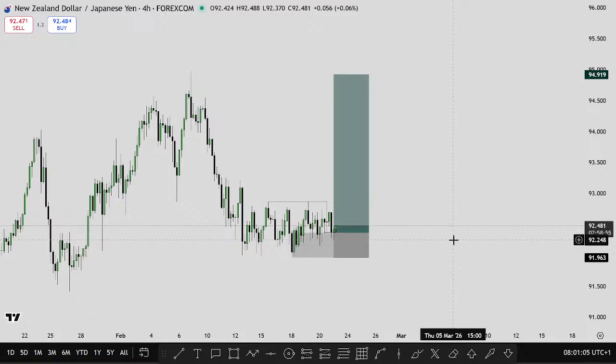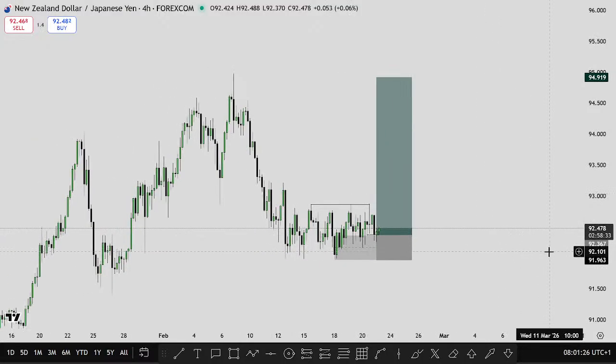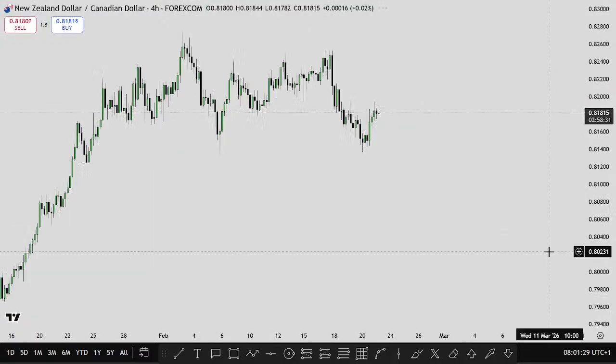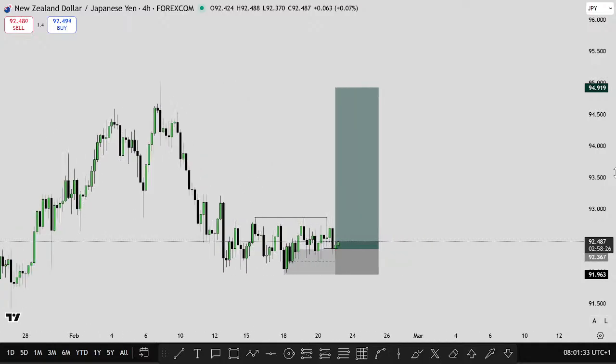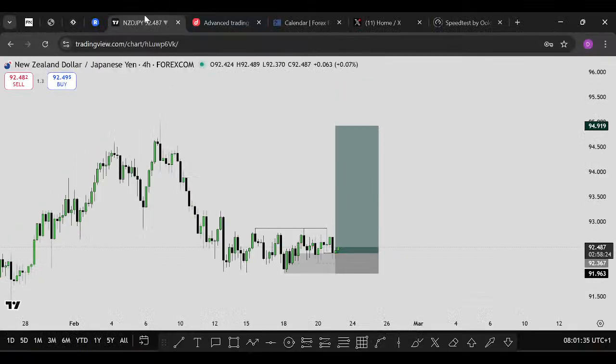So NZDJPY, yeah. If you want to take the trade, you can take it from the current market price. The target is very far, so I don't expect it to deliver that target anytime soon. So have that in mind. We're buying NZDJPY. Okay, so I'm going to take it to the next one now. Let me just leave it there for some minutes for those that might want to copy the trade idea.